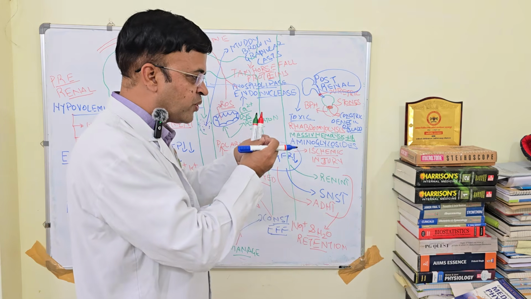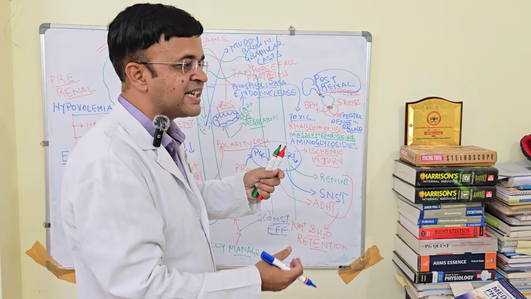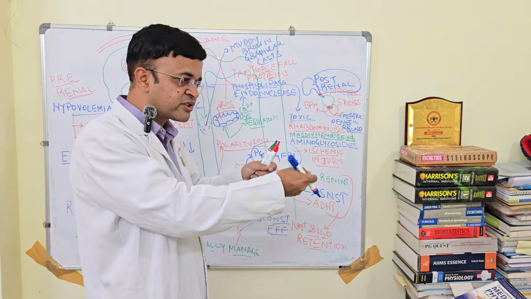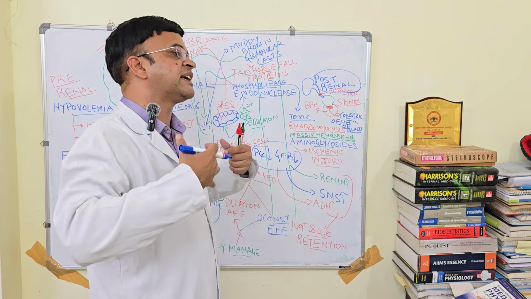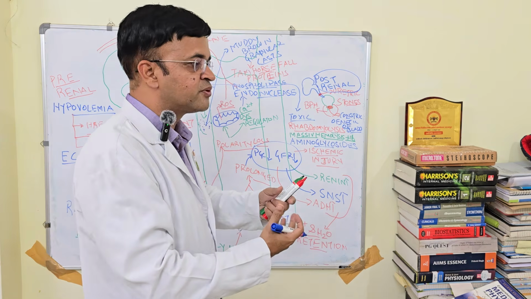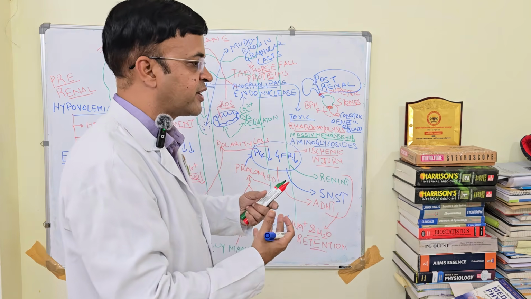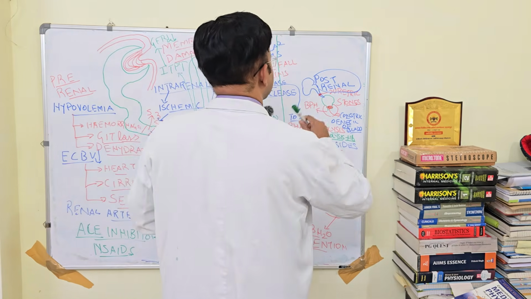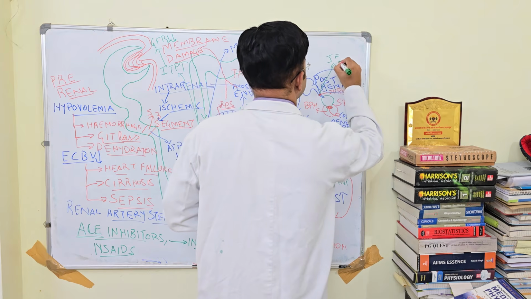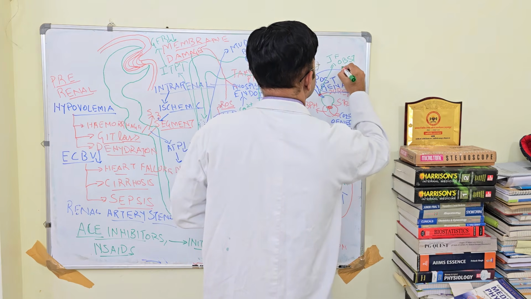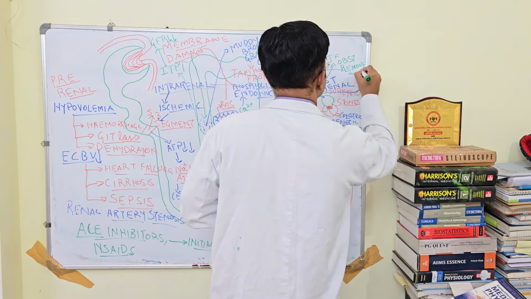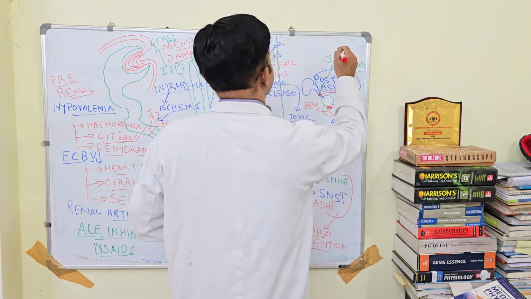But just in case, if you remove this obstruction, then you will get diuresis. Why will you get diuresis? Because all the solutes have accumulated because of the obstruction, and the filtering capacity of the kidney also gets reduced. So if obstruction is removed, then you get post-obstructive diuresis.